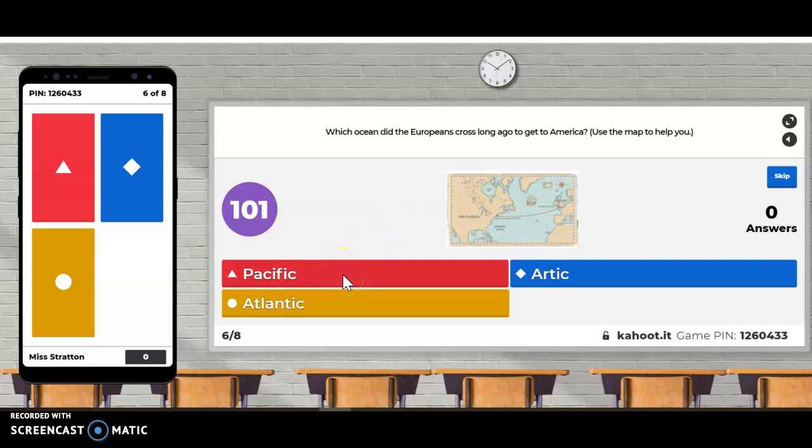Was it the Pacific Ocean for the triangle in red? Was it the Arctic Ocean for the diamond in blue? Or was it the Atlantic Ocean for the circle in yellow? Which ocean did the Europeans cross?